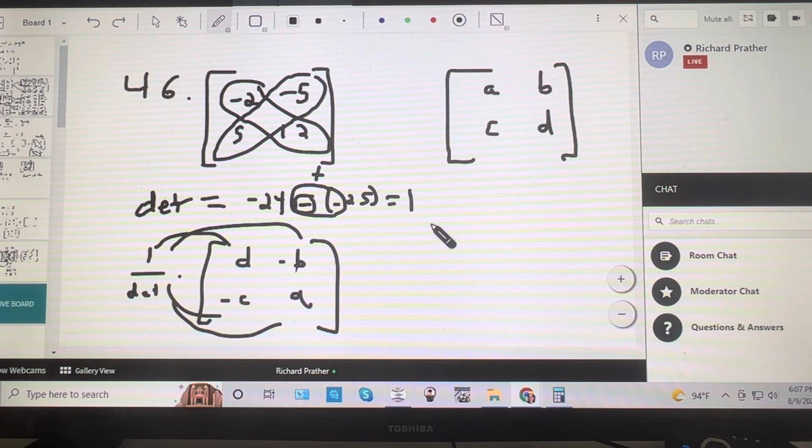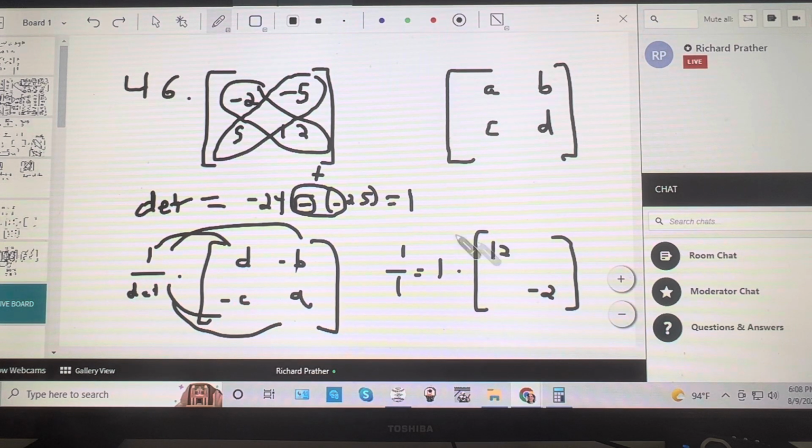But if the determinant's 1, then you're going to get 1 over 1, which is 1. And 1 times anything is the anything. So if the determinant's 1, then all you're going to do is the inside of this. So I need to switch A and D around with each other. They don't switch signs. The negative 2 right here goes down to the bottom where D was. The positive 12 goes up to where the negative 2 was.